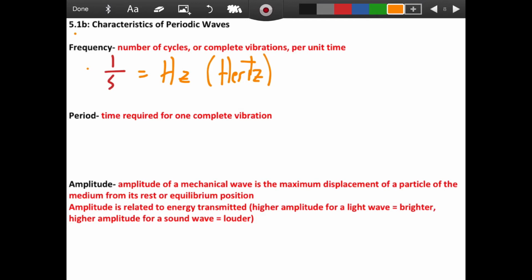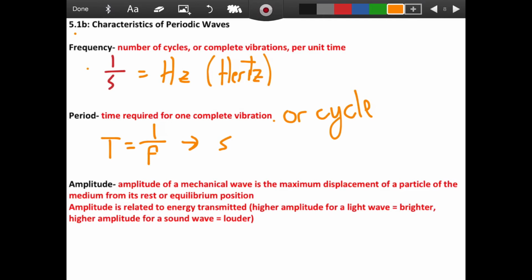Period, we may have seen this a little bit when we were studying pendulums at the end of the energy unit, but period is just the time for one complete vibration or cycle. That's a word we'll frequently see throughout this unit. And the formula for a period, if you remember for the pendulum, is T equals 2 pi square root of L over g. That's a capital T. For waves, the period is just going to be equal to 1 over the frequency. And the units for period are seconds.